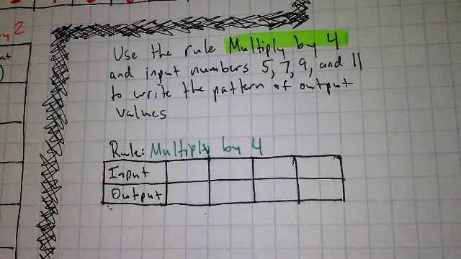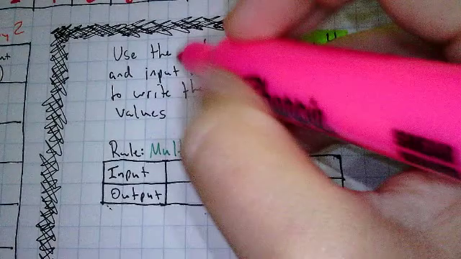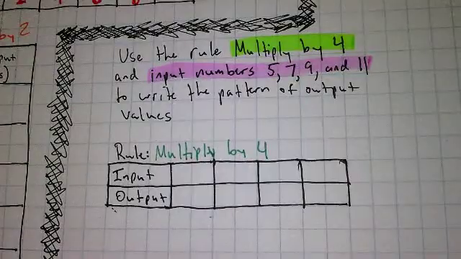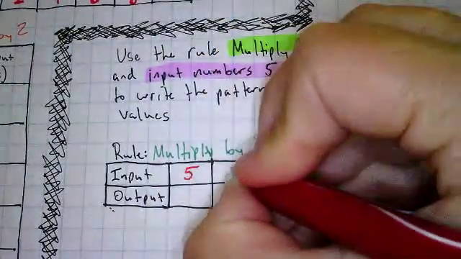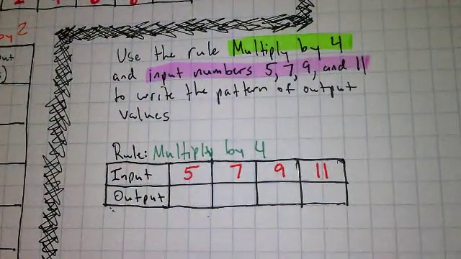Then, what are my input numbers? It tells me what numbers to put in the input section. What numbers does it tell me to put there? Sebastian? 5, 7, 9, 11. Yeah. My input numbers are going to be 5, 7, 9, and 11. It literally tells me those right there. So, I'm going to write 5, 7, 9, and 11 as my input numbers.